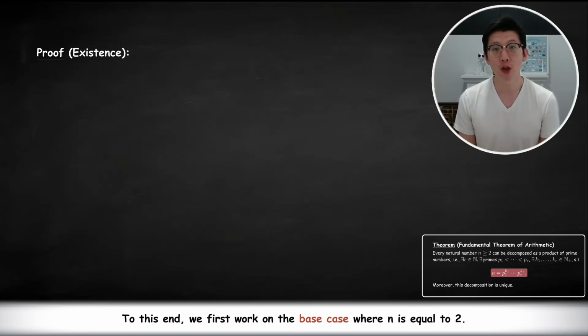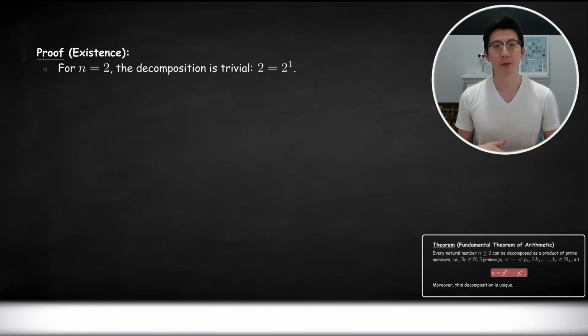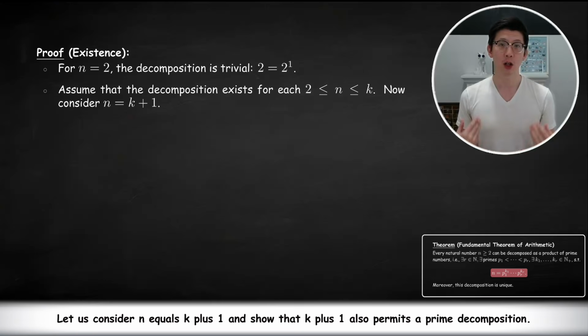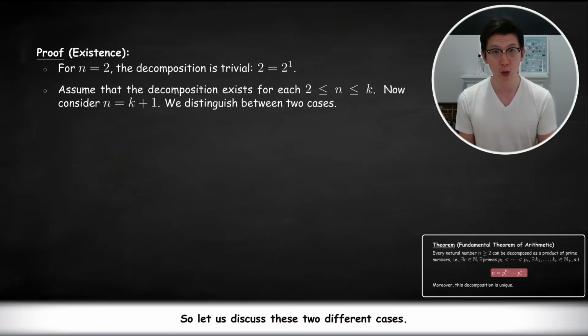To this end, we first work on the base case where n is equal to 2. Since 2 is itself a prime number, we can write 2 as 2 to the power of 1. This is clearly the desired decomposition. Now let us move to the induction step by assuming that an arbitrary natural number between 2 and k permits a prime decomposition. Let us consider n equals k plus 1 and show that k plus 1 also permits a prime decomposition. We know that k plus 1 is either a prime number or a composite number. So let us discuss these two different cases.